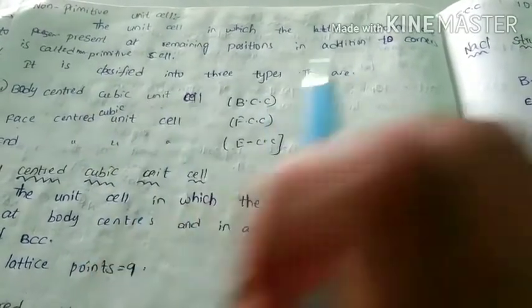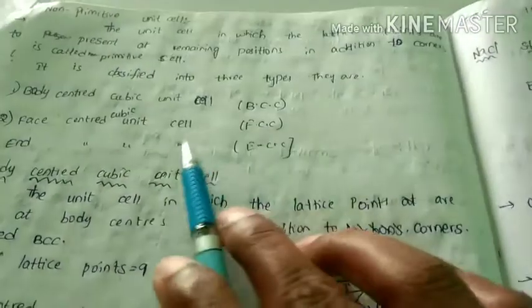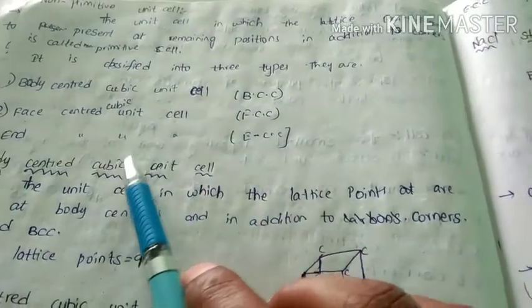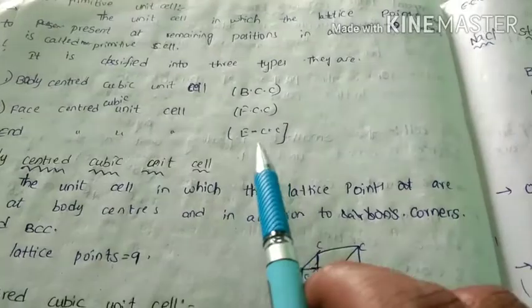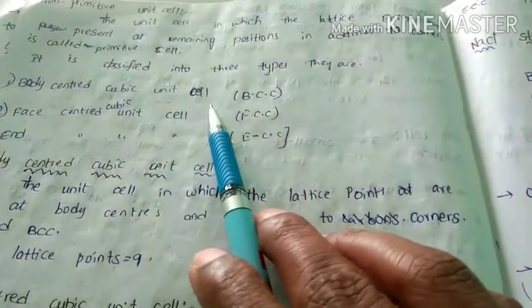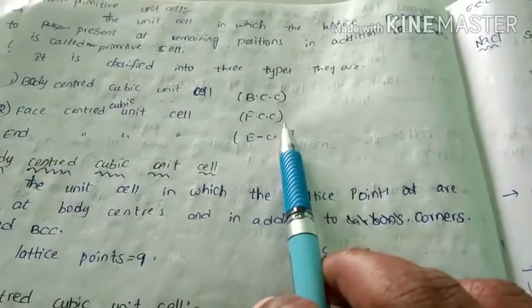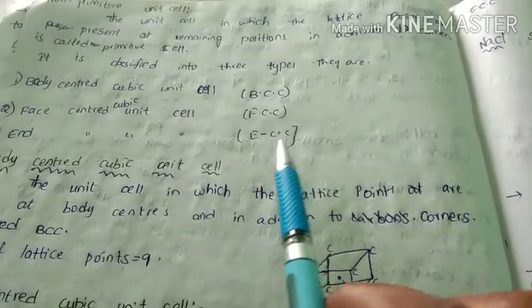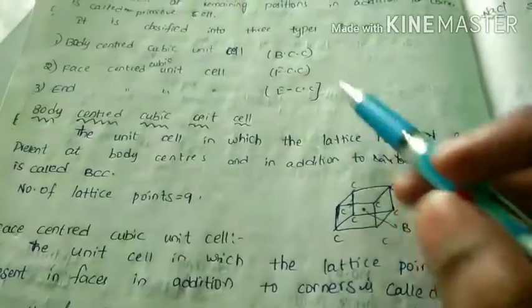It is again classified into 3 types. They are body centered cubic unit cell, face centered cubic unit cell, and end centered cubic unit cell. Simply BCC, FCC, ECC. ECC means end centered cubic unit cell. Now we will discuss these 3.